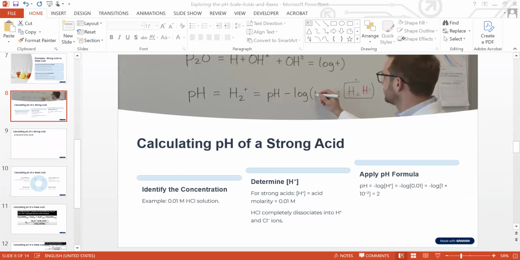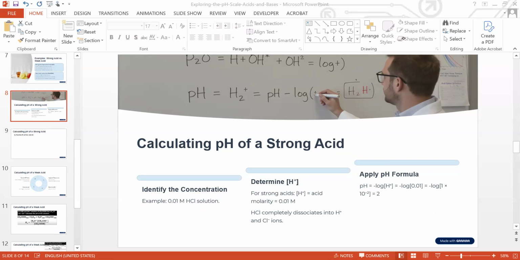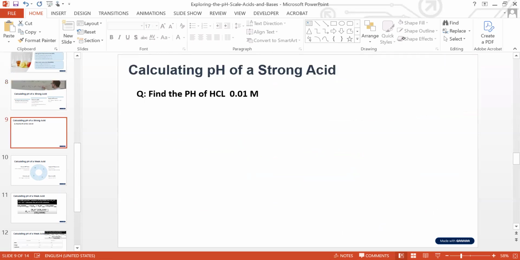Now let us see how we can calculate the pH of a strong acid. For example, if you know that there is a solution of an acid which is 0.01 molar HCl, we will use the logarithm formula pH equals negative log of the concentration of the hydronium ion. We're going to use this formula to calculate the pH. Find the pH of 0.01 molar HCl.